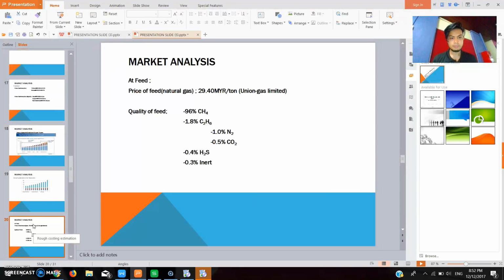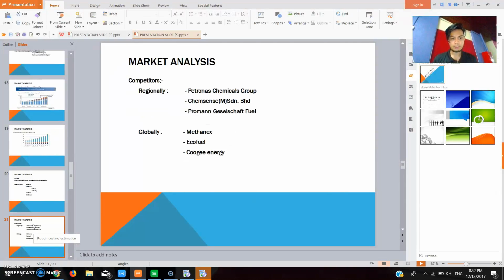At feed, the price of feed natural gas is 29.40 Indonesian ringgit per ton and our supplier is Onion Gas Limited. Our feed composition consists of 96% CH4, 1.8% C2H6, 1% N2, 0.5% CO2, 0.54% H2S, and the balance is inert gases. Our regional competitors are Petronas Chemicals Group, Chemsins Sdn Bhd, and Proman Gesellschaft Fuel. Globally, we have Methanex, EcoFuel, and also Coogee Energy.